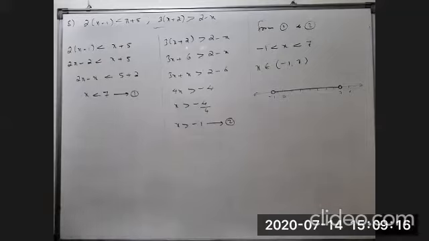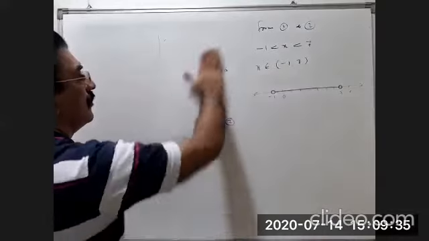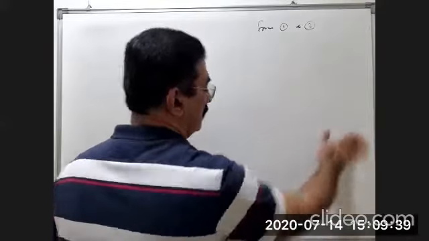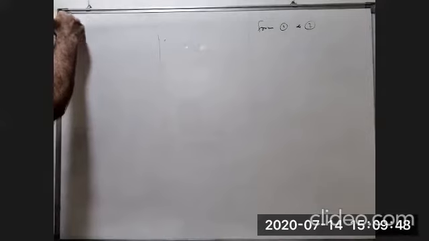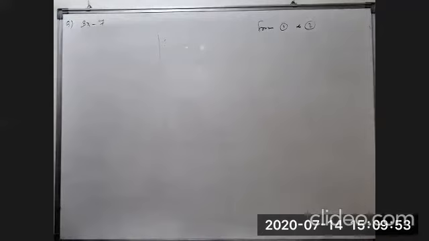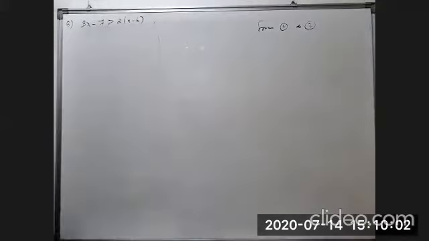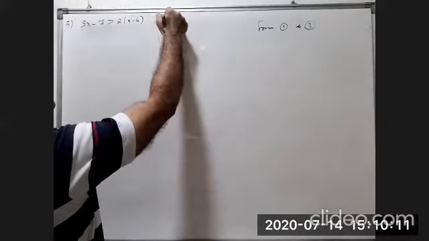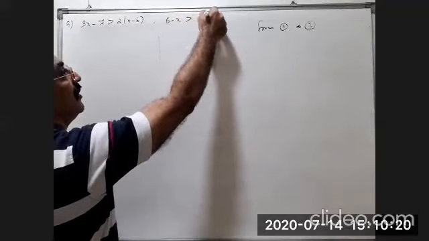Now, the 9th. See question number 9. 3x minus 7 greater than 2 into x minus 6, and 6 minus x greater than 11 minus 2x.